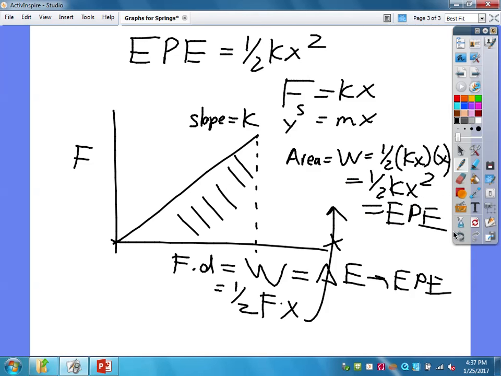Okay? And so that's, again, where that formula is derived, or can be derived from, where this is basically equal to the work done by the spring. The work done by the spring is its elastic potential energy, which is 1/2 kx squared.